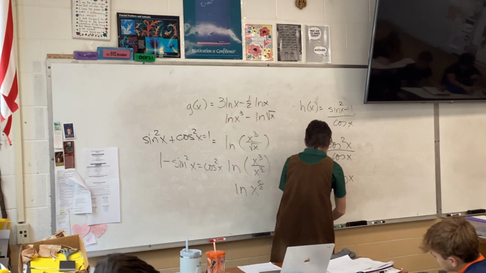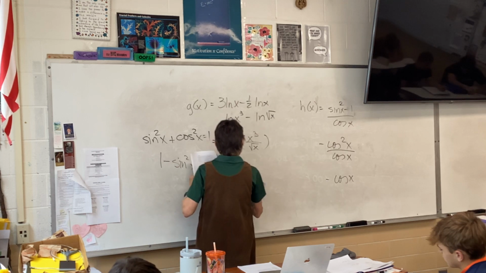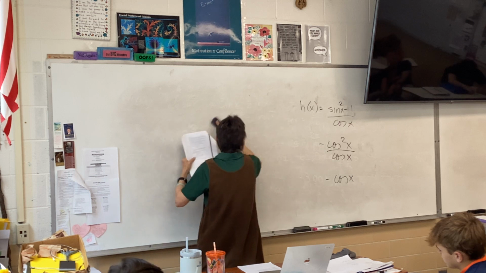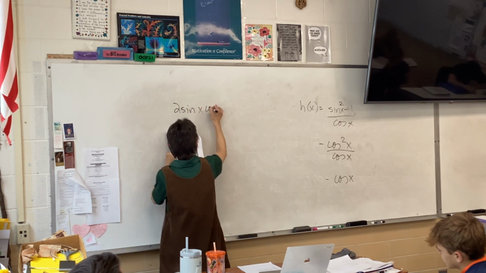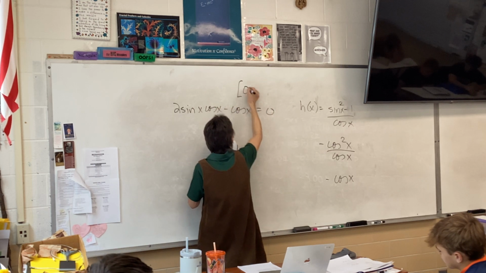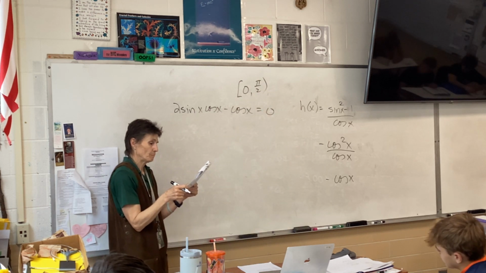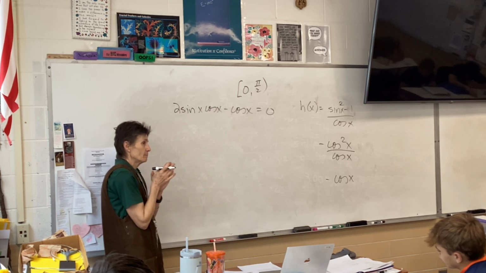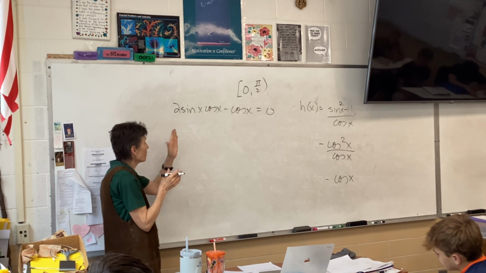Now, functions j and k are given by this. Solve j of x equals 0. So in other words, 2 sine cosine minus cosine equals 0, and we're only solving on this interval. Now, you know how to solve that equation. How do we solve that equation?